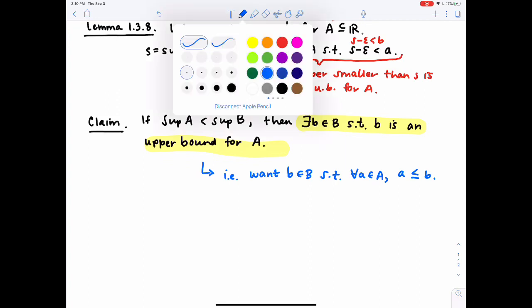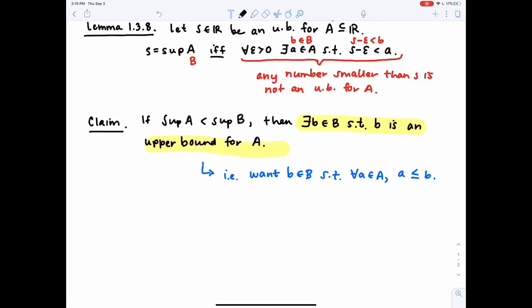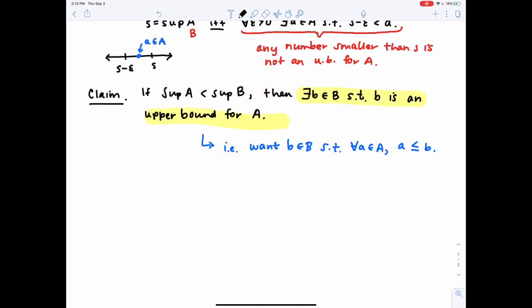Now, the next thing I would recommend doing is drawing yourself a picture of what we have in our situation, because we have a picture for how the lemma works, and if we see what our picture is, it might make it clearer how we might want to use the lemma. In my assumption, I'm assuming sup A is strictly less than sup B. So on my number line, if I plot where sup A is, that should be to the left of sup B.